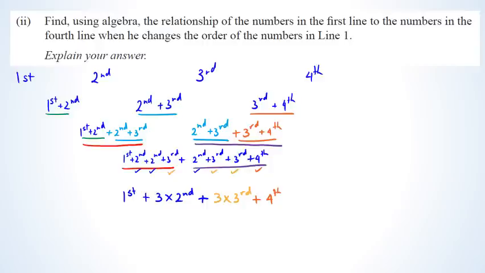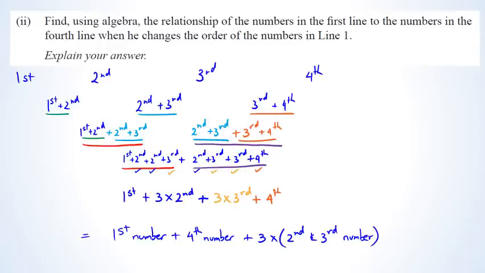So in terms of the relationship of the numbers in the first line to the numbers in the fourth line, I'm honestly, guys, I don't know what they're looking for in this. I guess the relationship is first number plus fourth number plus 3 times second and third number. Yeah, I think this is the relationship they're looking for, but of course I could be completely wrong with this one, and I do apologize if I am.